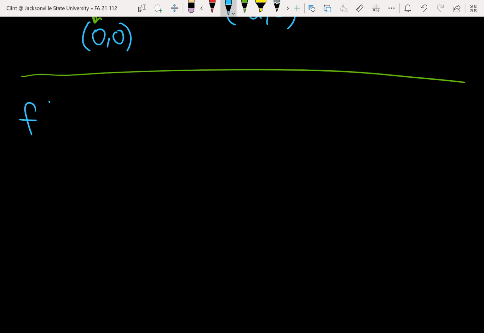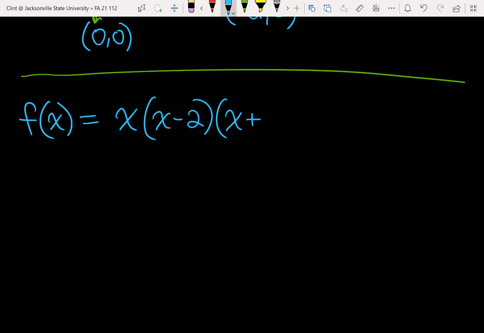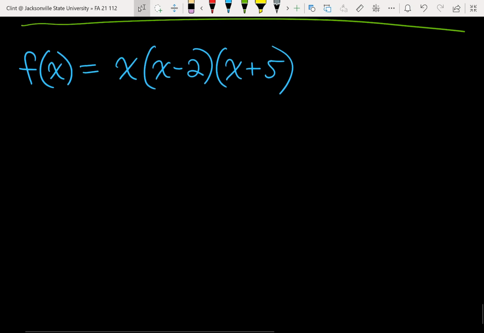So let's see, the last one I have written down for us to try is in factored form. It's x times (x minus 2) times (x plus 5). Being in factored form makes finding x-intercepts easier, but it makes finding the degree harder. Our rule for finding the degree is we take the biggest exponent term out of each one of the factors and multiply them together.